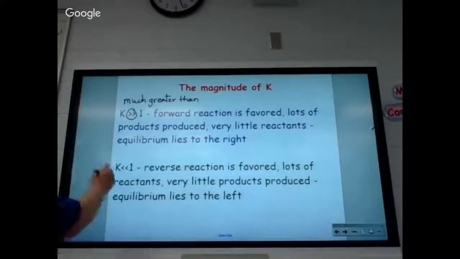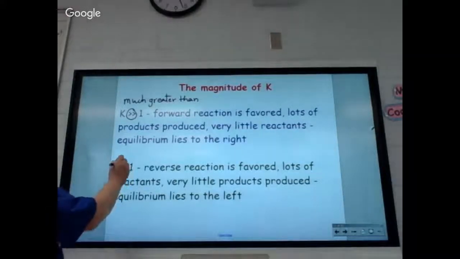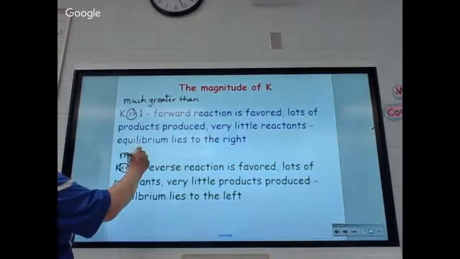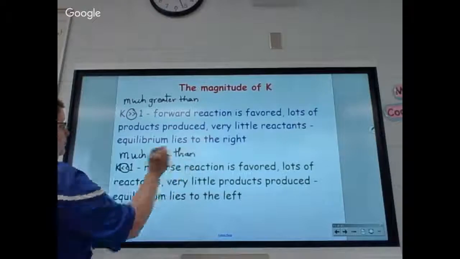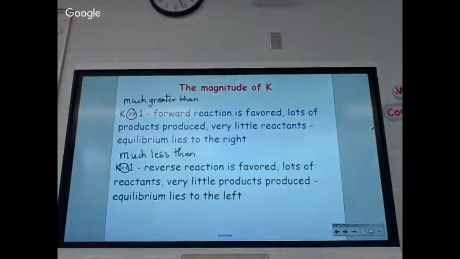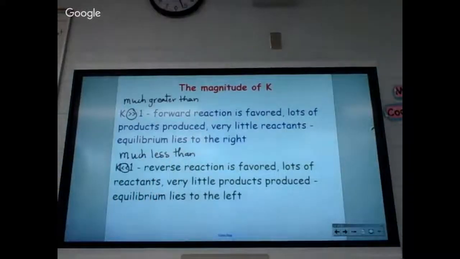Now, if you have a number that is much less than 1. Does that mean negative or just really small? Just really small. Won't be negative. It'll just be a really small number. Okay? That means the reverse reaction is favored. You get lots of reactants and very little products. Okay? The reaction lies to the left.